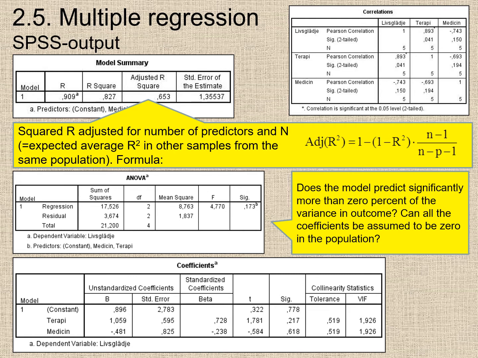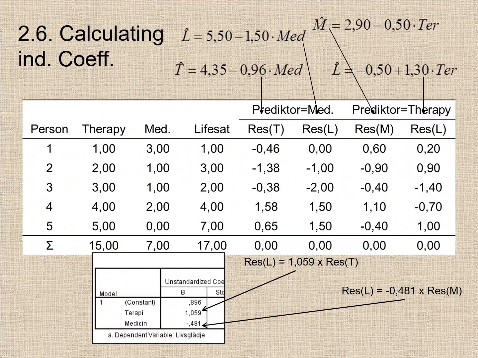Now, of course, you wonder, right? How does it calculate those individual coefficients? How do you calculate the unique association between a certain predictor and the outcome variable, controlling for the other predictors? I don't know if you're interested, but I became interested, so I thought I'd have a look at this. And this is how you do it. So we have therapy, medication, life satisfaction. And we use life satisfaction as the outcome and the 2 others as predictors.